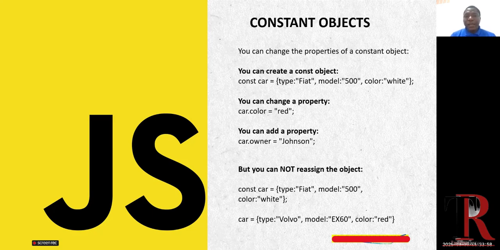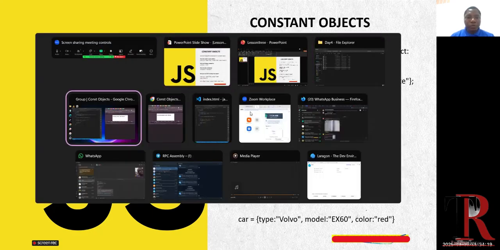So here with me, I have something I put on this slide: you can change the properties of a constant object. And then I cited an example that you can create a constant object. For example, let me just quickly create an object in my editor so that we can see what it means.